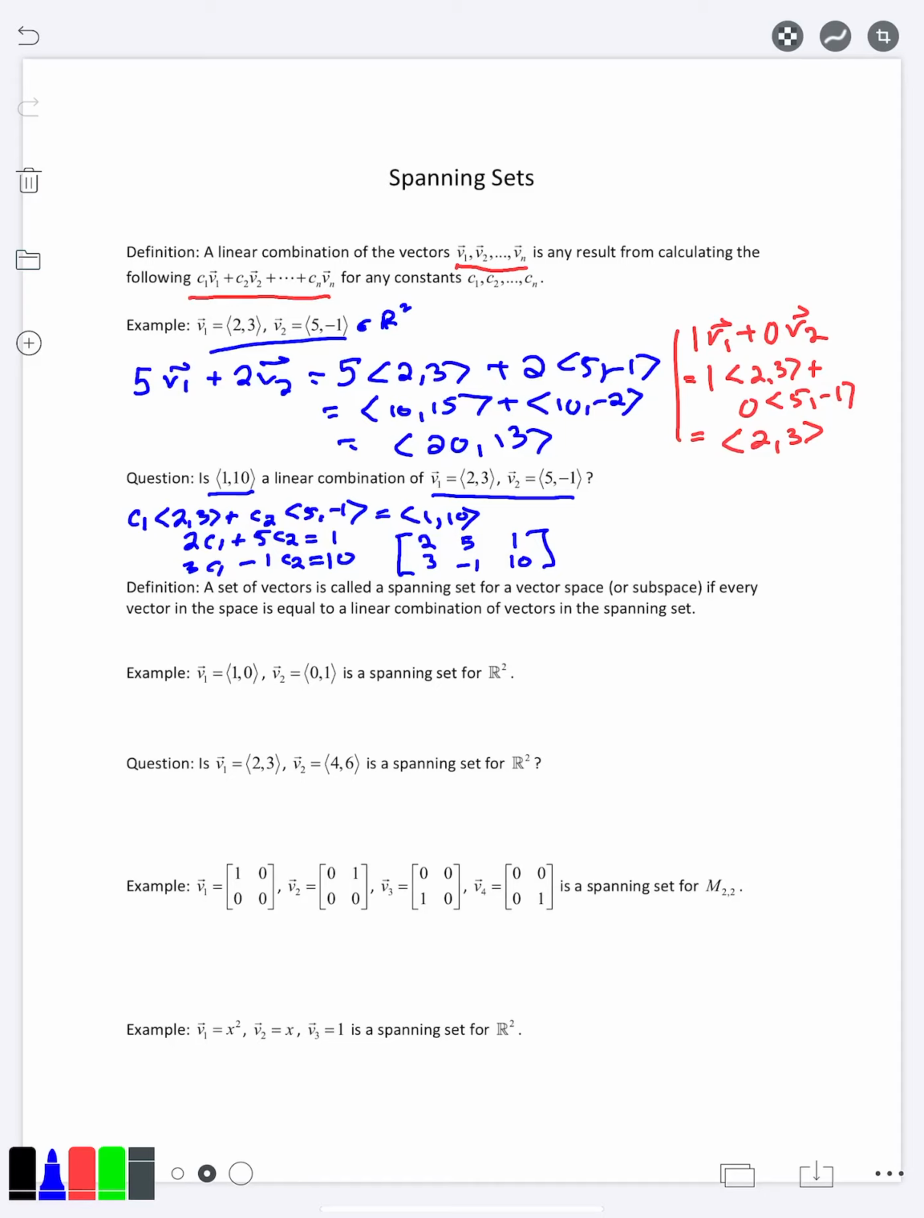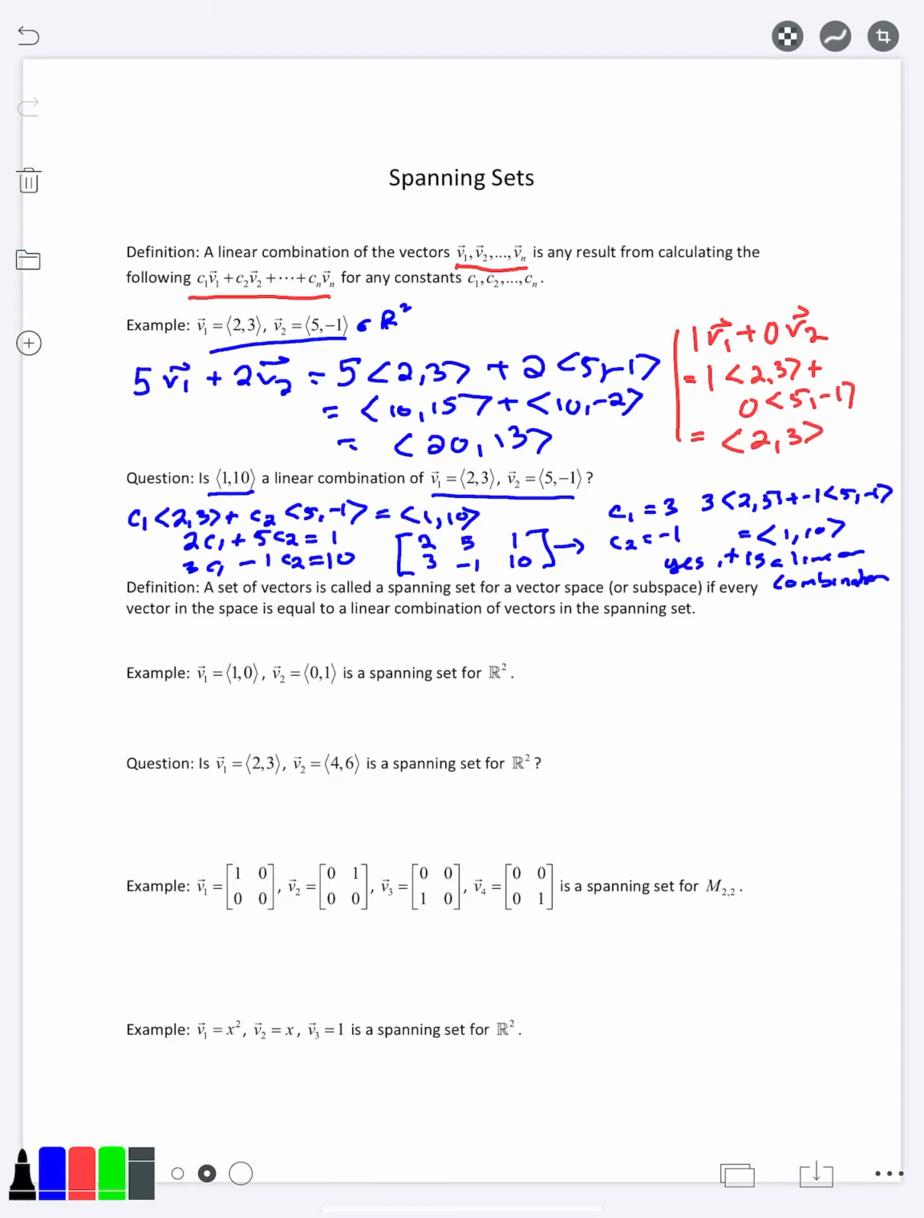Regardless, you can solve this, and what you should get is c1 is 3, and c2 is negative 1. We can quickly check: 3 times (2, 3) plus a negative 1 times (5, -1) should give me (1, 10). Because I found specific numbers that showed we got the answer (1, 10), then yes, it is a linear combination. So we just proved that that specific vector (1, 10) is a linear combination.